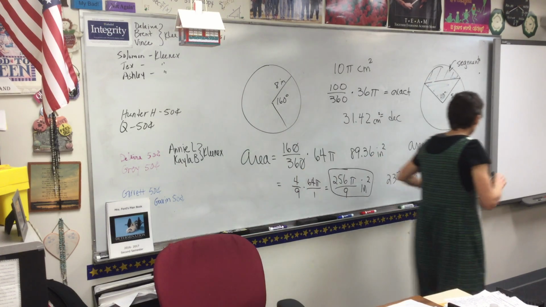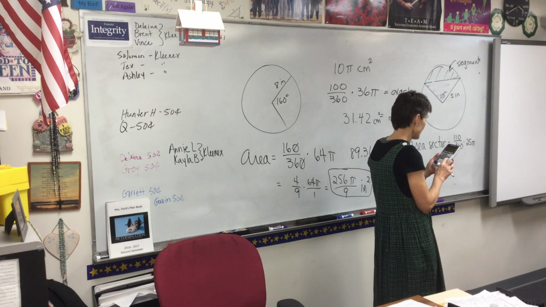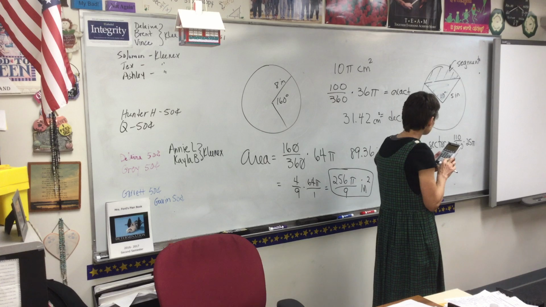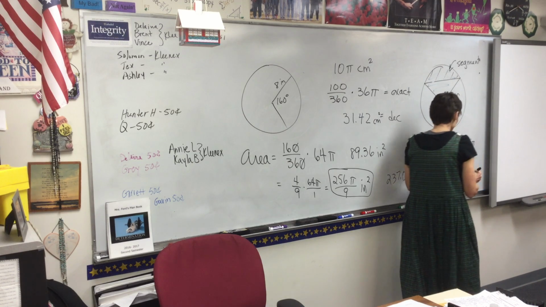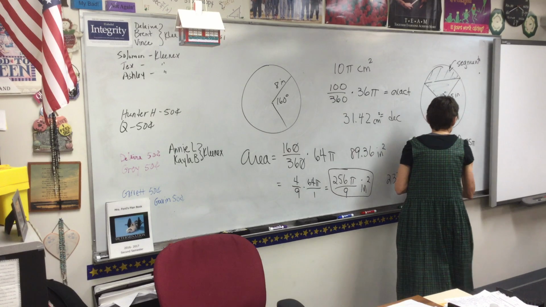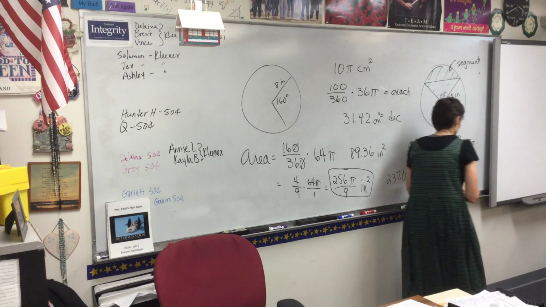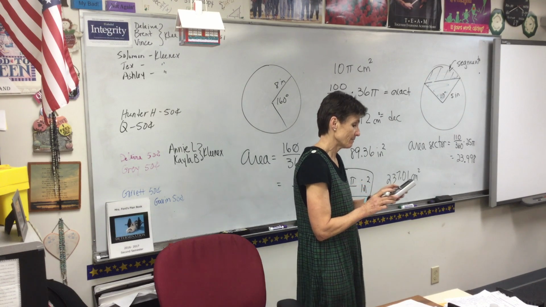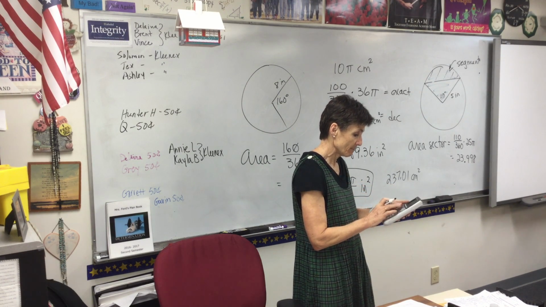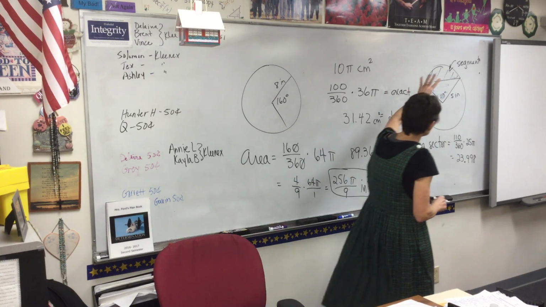Now, we're running out of time. Let's get the decimal for this. So 110 divided by 360 times 25 pi. I got, actually, it's just about 24. I'll go ahead and write out a few more places. It's 23.998. Is that what you got when you did 110 divided by 360 times 25 pi? Okay. Now, that's the blue thing.